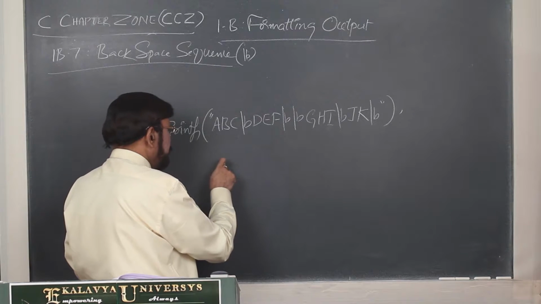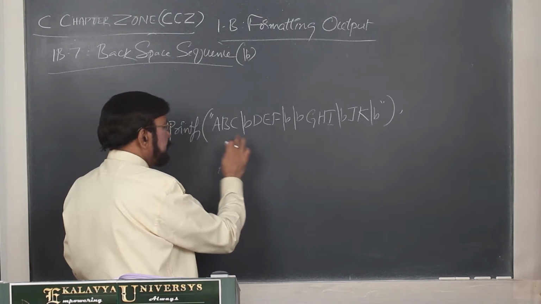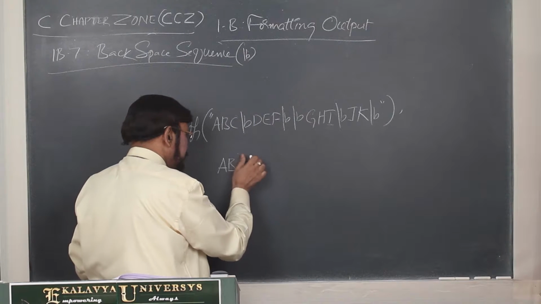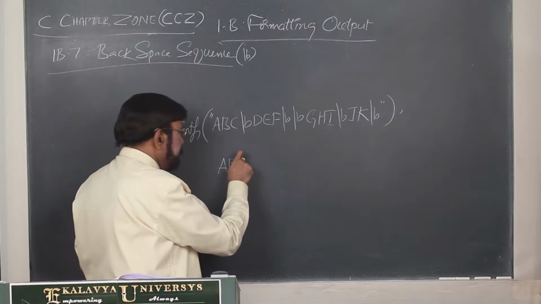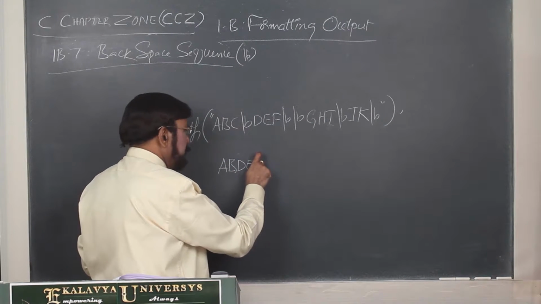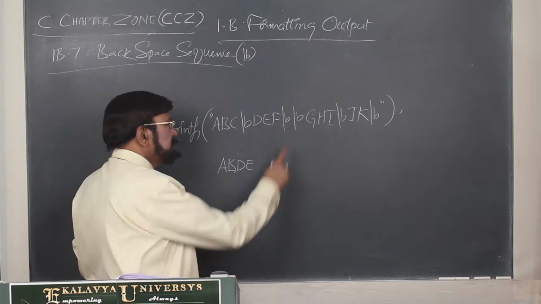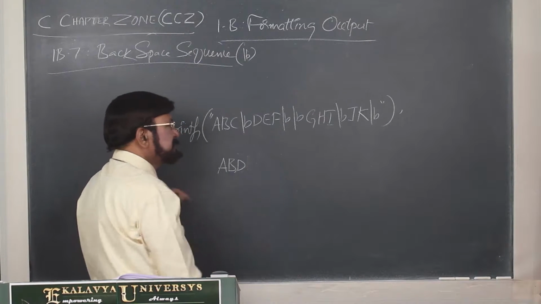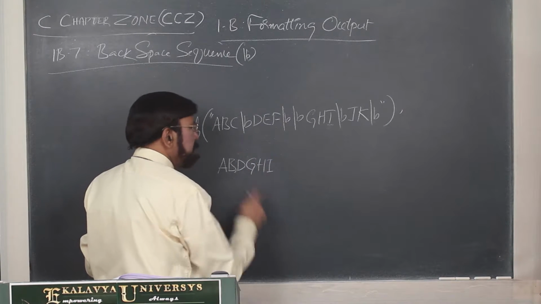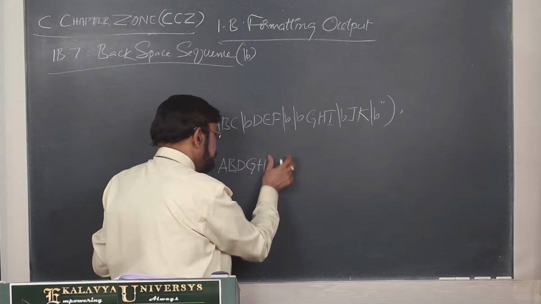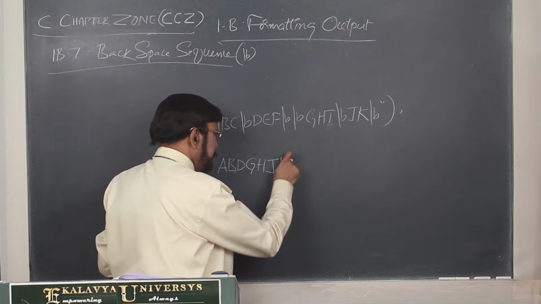Now you see that A, B, C are there. Thereafter, one backspace sequence is there. It erases C. First C is written, thereafter it is erased. Then D, E, F. Then one backspace sequence erases this, another backspace sequence erases this. Thereafter G, H, I. Next, one backspace sequence is there, it erases this, and thereafter J, K.